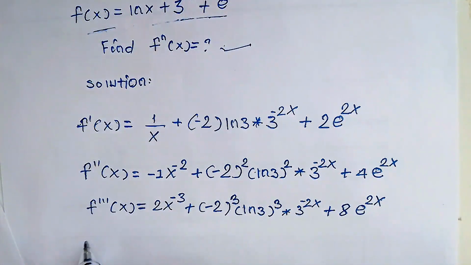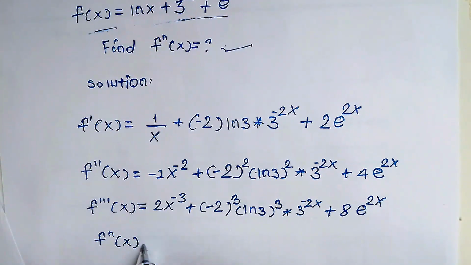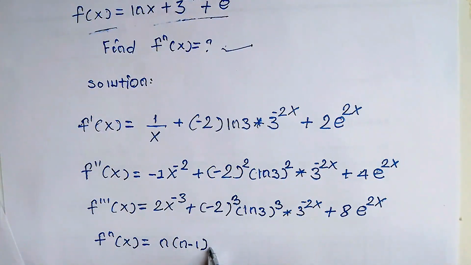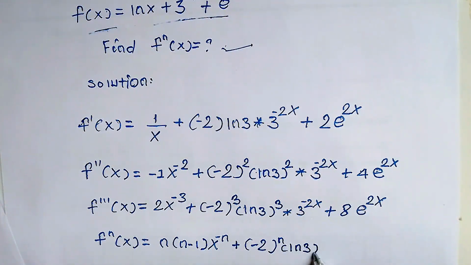Now the important part, spotting the pattern. Look closely. For ln x: 1/x, -1/x², 2/x³. This follows a factorial pattern, (-1)^(n-1)(n-1)!/x^n. For 3^(2x), each derivative multiplies by 2 ln 3, so after n times, (2 ln 3)^n 3^(2x). For e^(2x), each derivative multiplies by 2, so after n times, 2^n e^(2x).